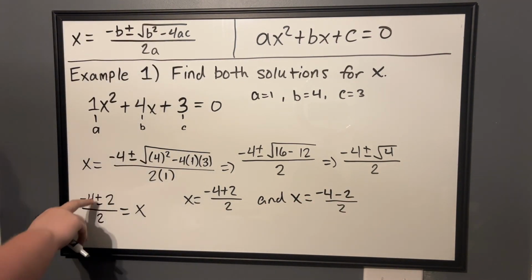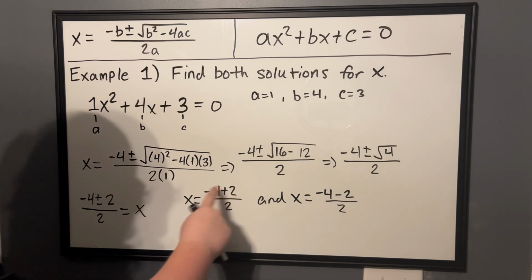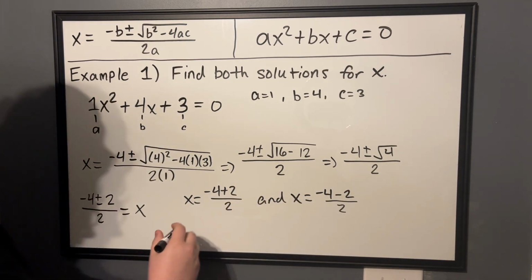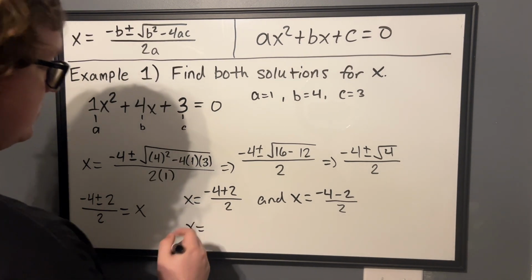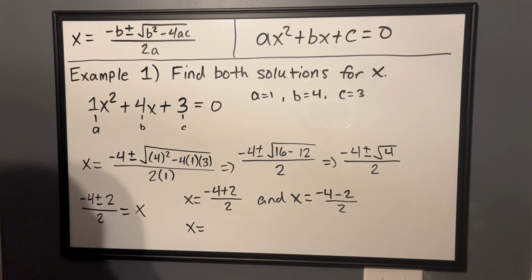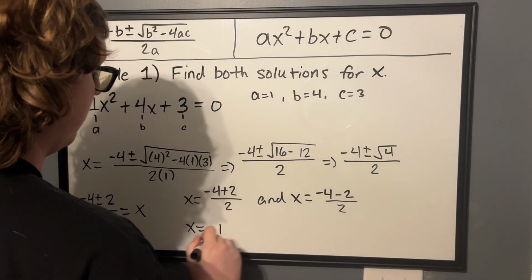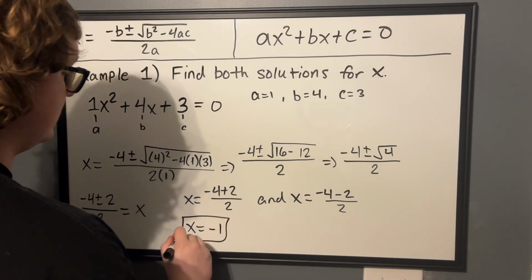This is what that plus or minus means in the middle, right? We have one of the solutions going to be with a plus, the other one is going to be with a minus. So in this case, x is equal to negative 4 plus 2 is a negative 2, and negative 2 divided by 2 is negative 1. So x equals negative 1 is a solution.